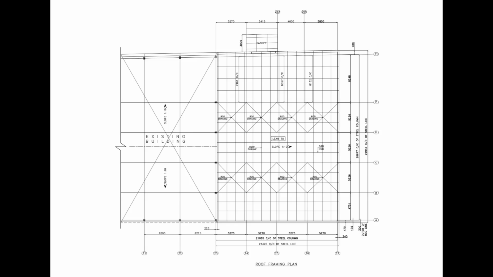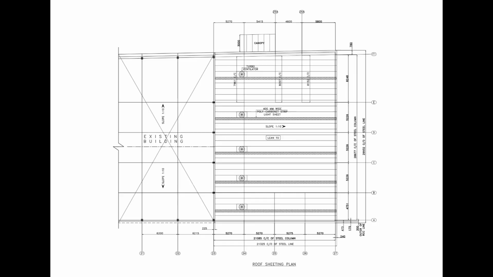The locations of the braced bays are especially important because these members contribute to the stability of the roof framing system. This is the roof sheeting plan for the same structure. Unlike the framing plan, this drawing focuses on the external roof covering and related accessories.